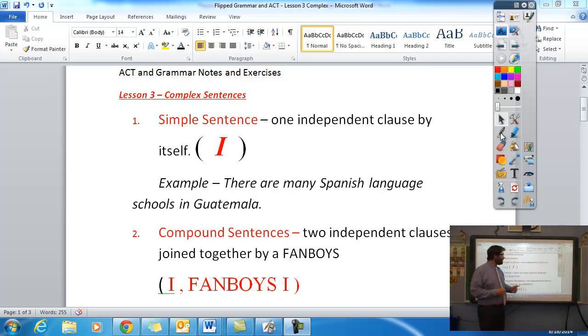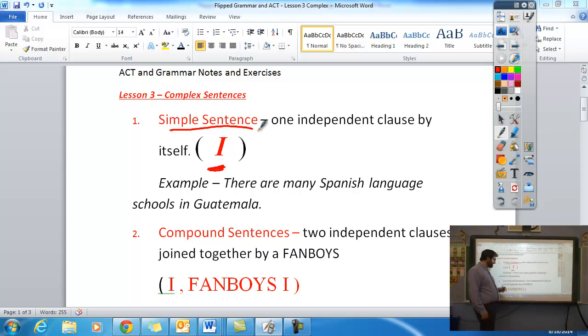Okay? So remember, a simple sentence is just one independent clause by itself. That's why we just put that big I, right? Because it's just one independent clause by itself. An independent clause can be its own sentence. So example, there are many Spanish language schools in Guatemala, right? That's one independent clause, so it's one simple sentence by itself, okay?